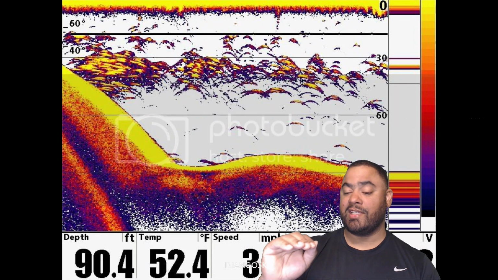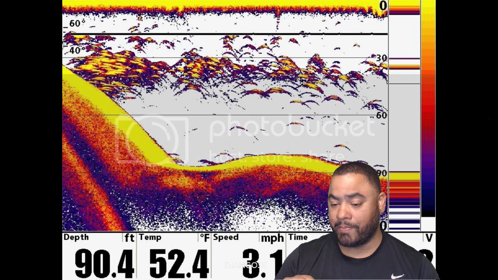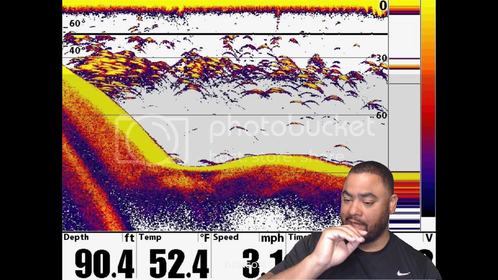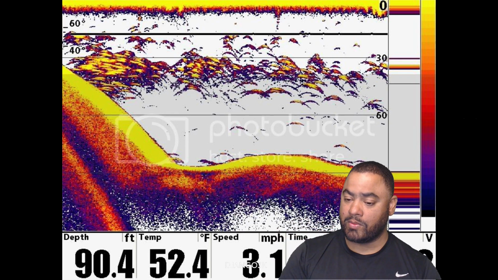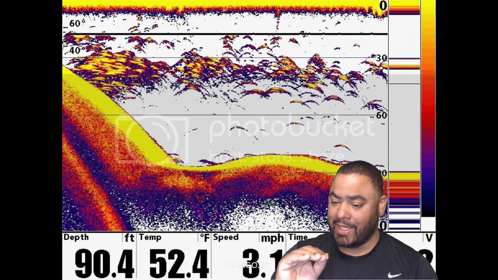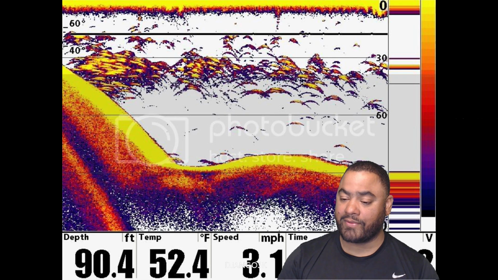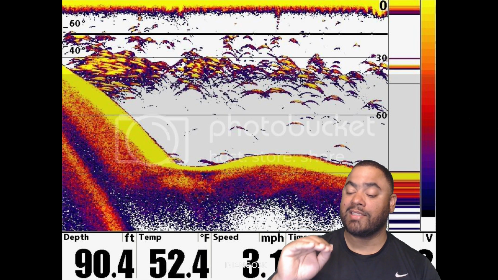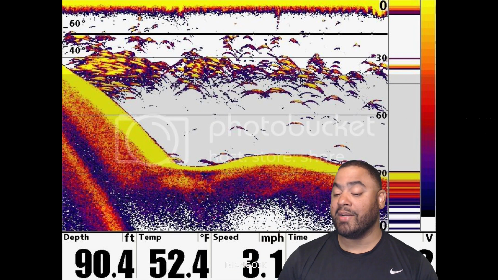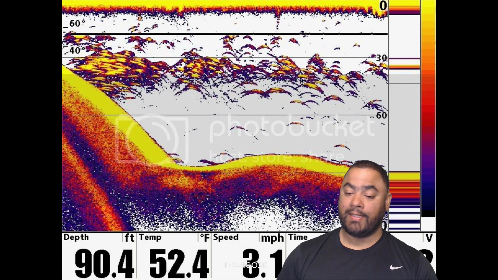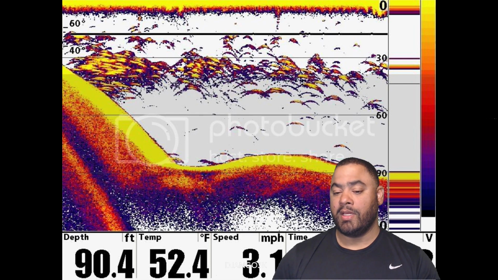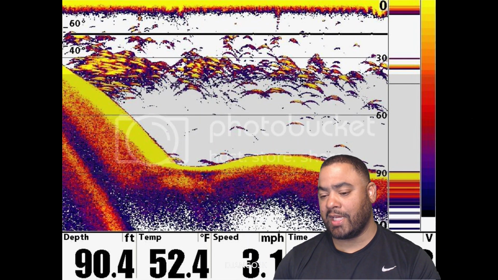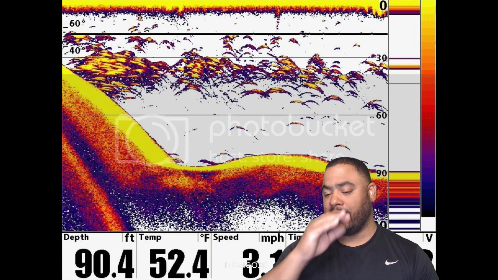As that color transitions from yellow to orange to purple, as it gradates towards purple, it's telling you it's going from a hard target to a soft target, or it's not registering as hard as the material just above it. Meaning, if you look at the screen here, the hard targets would be those fish that are represented as yellow. They're being pinged.